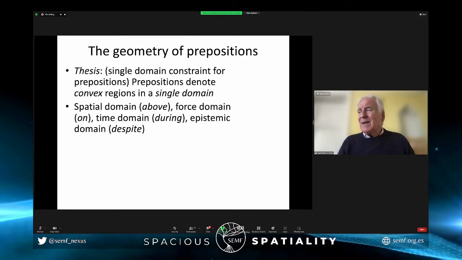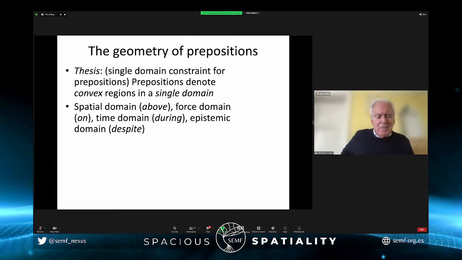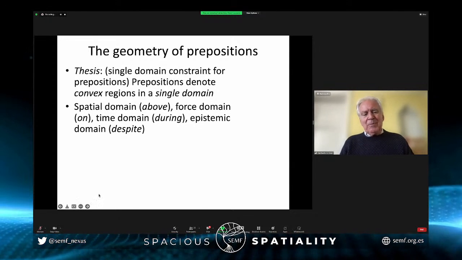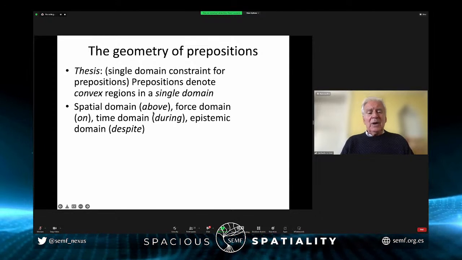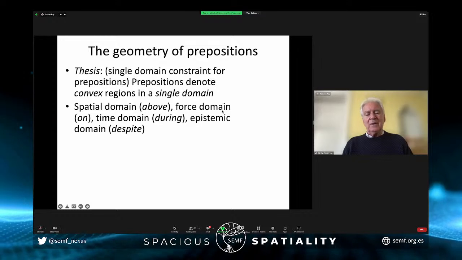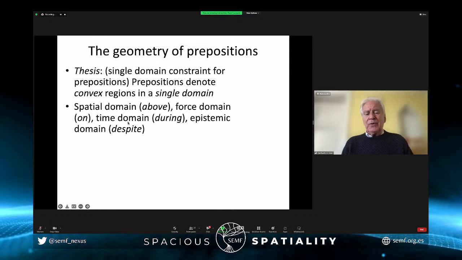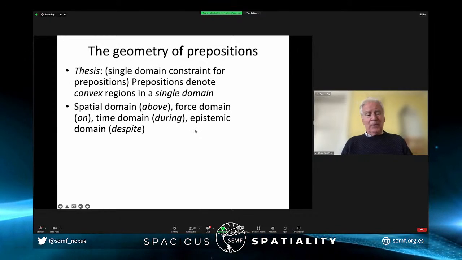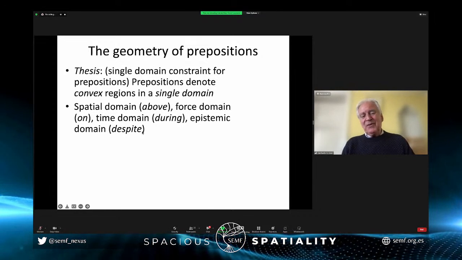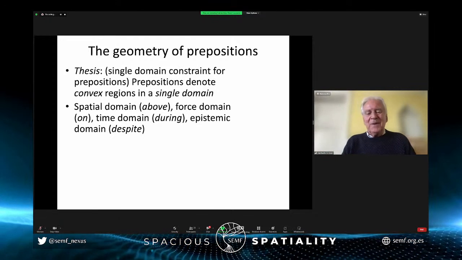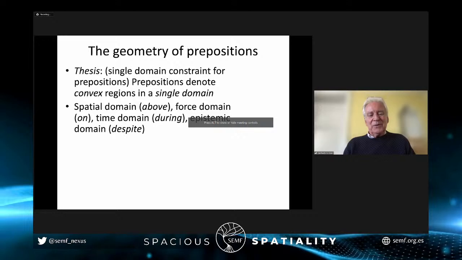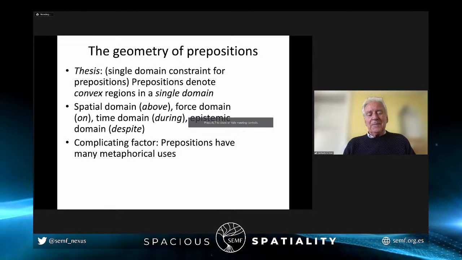The interesting thing is that there are prepositions for many domains. Some linguists have said that all prepositions are spatial, but that's not true. But many prepositions refer to the spatial domain, like above or inside and so on. But some refer to the force domain, and I'll give you examples of that in a minute. On and in are examples of that. Some refer to the time domain, like during, and even some to the epistemic domain, whatever that is. I can't describe it in detail, but despite something is true, despite something else being true, that's classified as a preposition, at least by many linguists. So let's look closer at different prepositions.